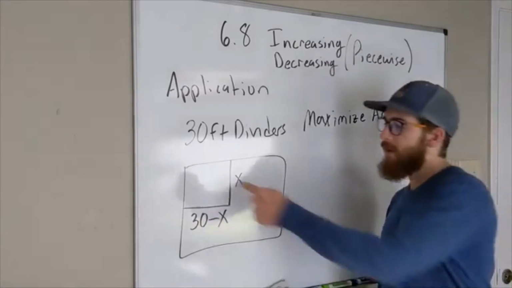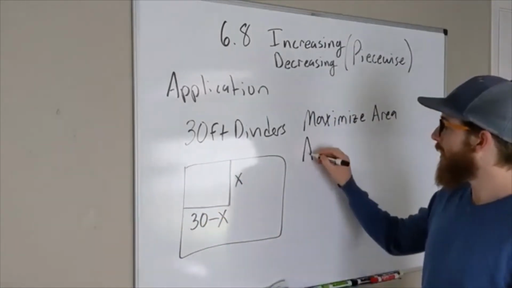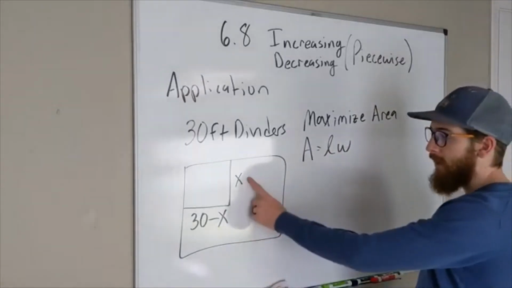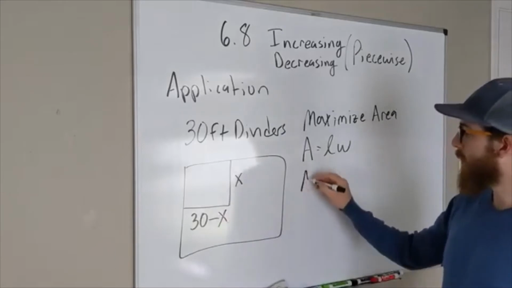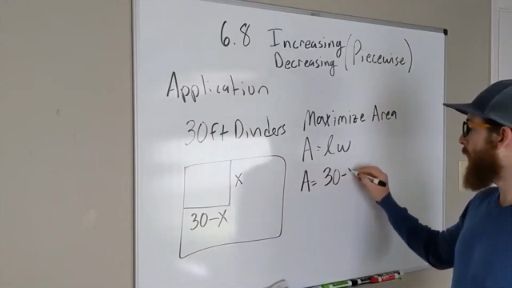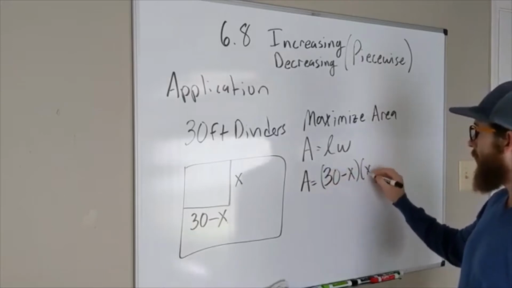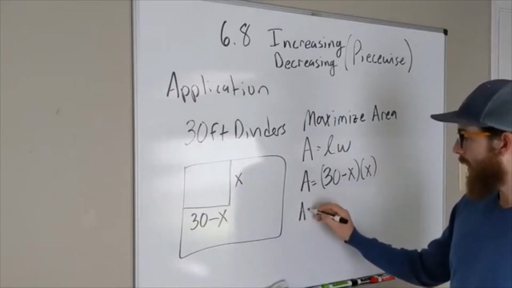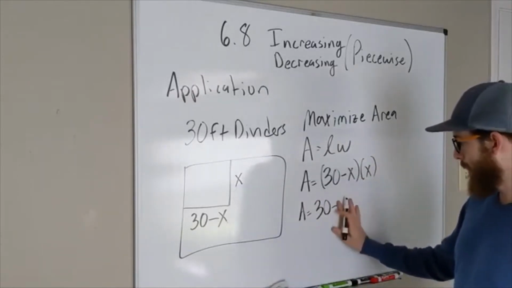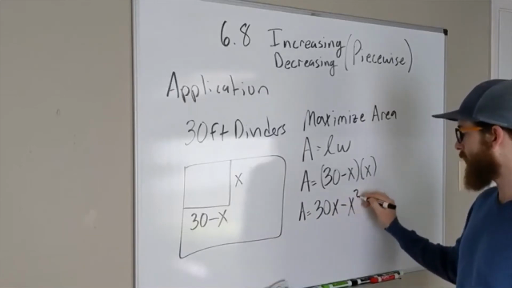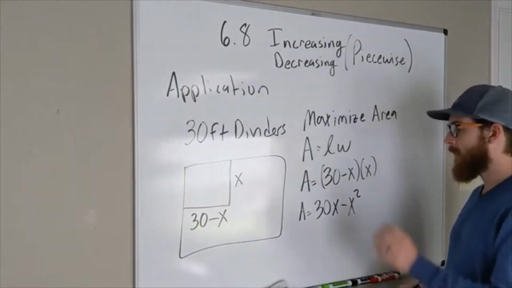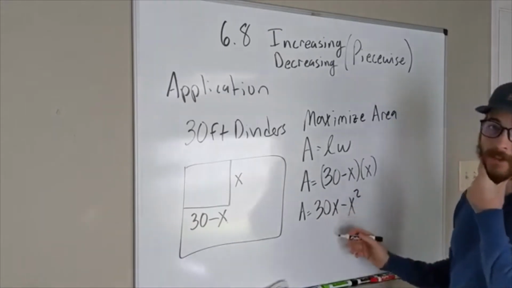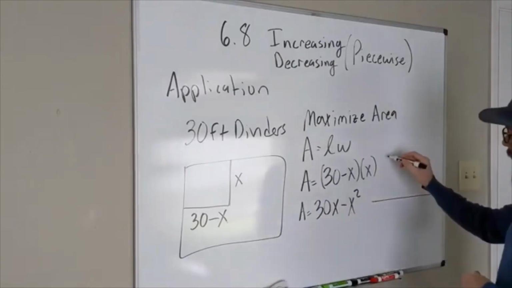Well, if we're going to maximize area of a rectangle figure, we know that area is what? Length times width. Well, I have a length and a width. Perfect. So area is equal to 30 minus x times x. So what is that? So area is equal to 30x minus x squared. Now that we have this, what I want to do is graph this on a graph.